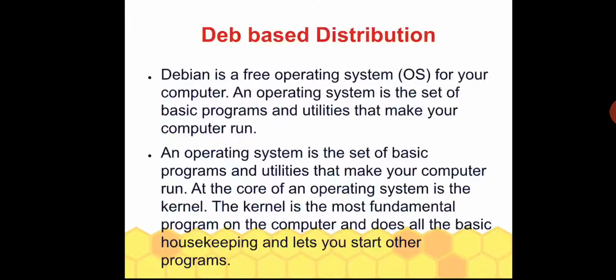An operating system is the set of basic programs and utilities that make your computer run, the same concept. At the core of an operating system is the kernel. I have already said while explaining the kernel, it is a core, it is a basic thing, and almost all kernel programs are written using C. In the previous video, I said the kernel is the most fundamental program on the computer and does all the basic housekeeping and lets you start other programs. So without the kernel, you cannot imagine any work of your system. That is the reason why you say it is the core.